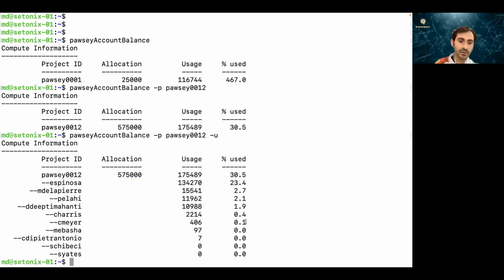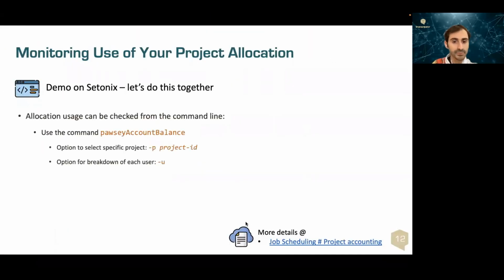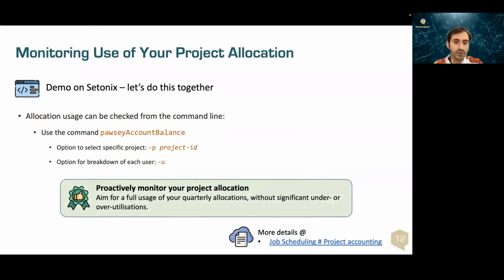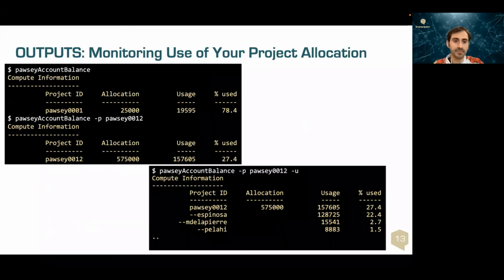Let me go back to the slides. Here I'm just reporting what we just saw. It's a good practice to proactively monitor your project allocation so that you can aim for full usage of your quarterly allocations, avoiding significant under or over utilizations. And these were the outputs of the demo.